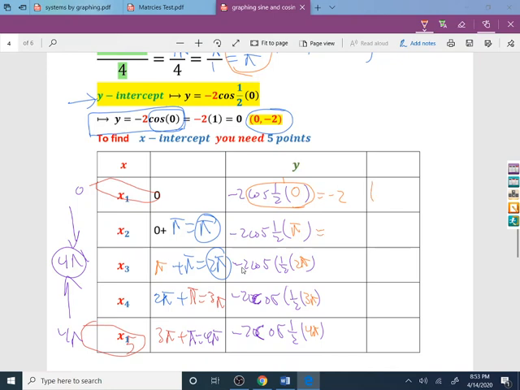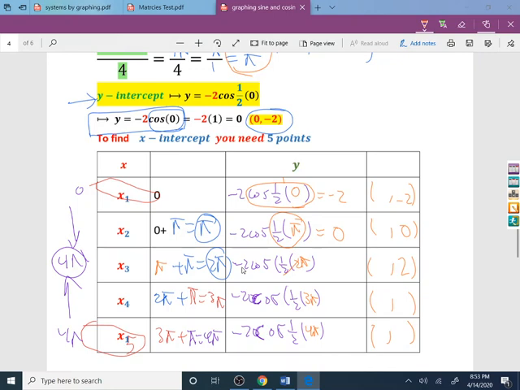Then we talk about now y. And we need ordered pairs. We call these solutions. This is negative 2. And half pi is pi over 2. Cosine pi over 2 is 0. That gives you all 0. If you cancel 2 with 2, you have cosine pi. Go to the table, negative 1. Negative 1 times negative 2 is 2.